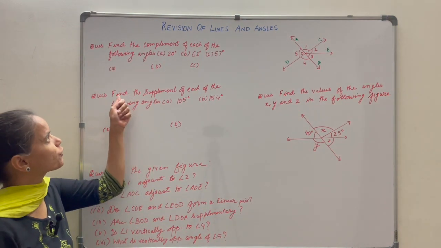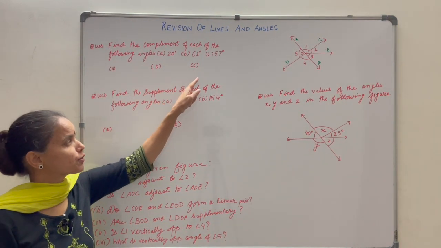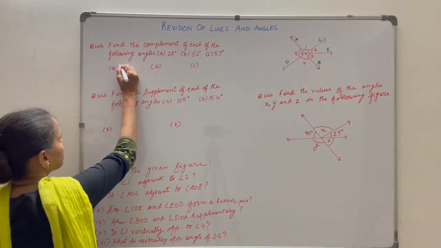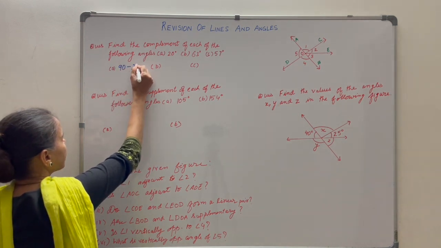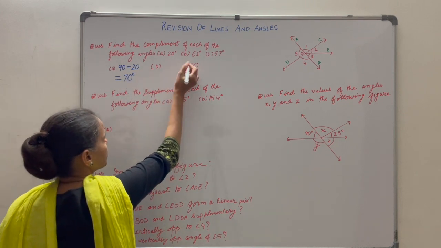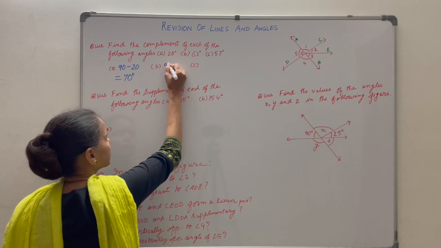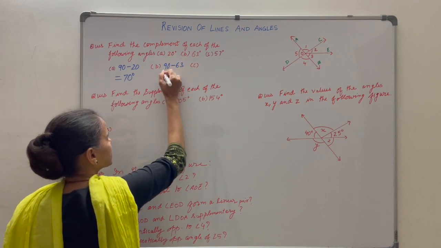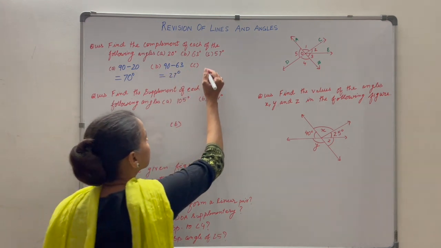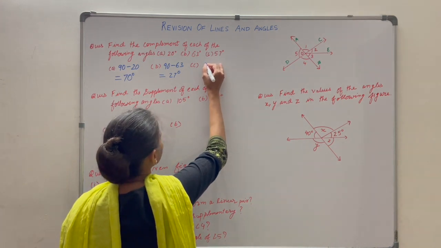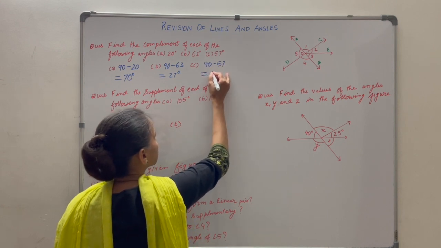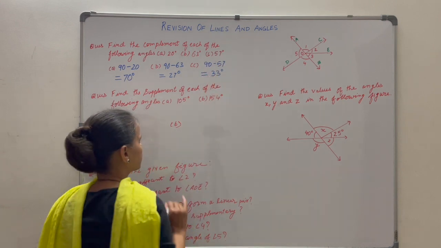Find the complement of each of the following angles. 20 degrees, 63 degrees, 57 degrees. To find out the complement of 20 degrees, you need to subtract 20 from 90. So 90 minus 20 is 70 degrees. What is the complement of 63 degrees? That is 90 minus 63, which is equal to 27 degrees. Now the complement of 57 degrees is 90 minus 57, which is equal to 33 degrees.